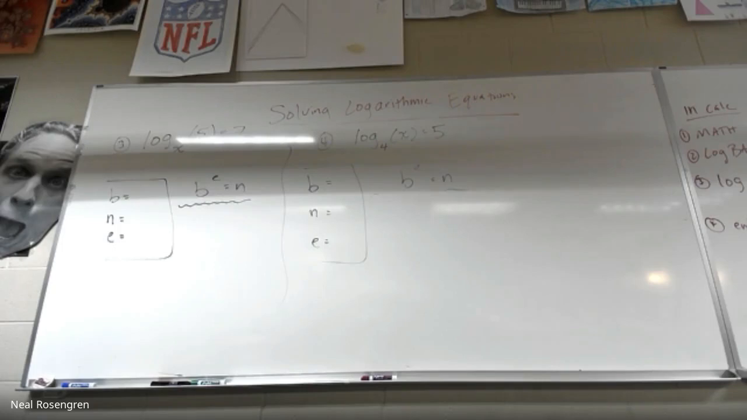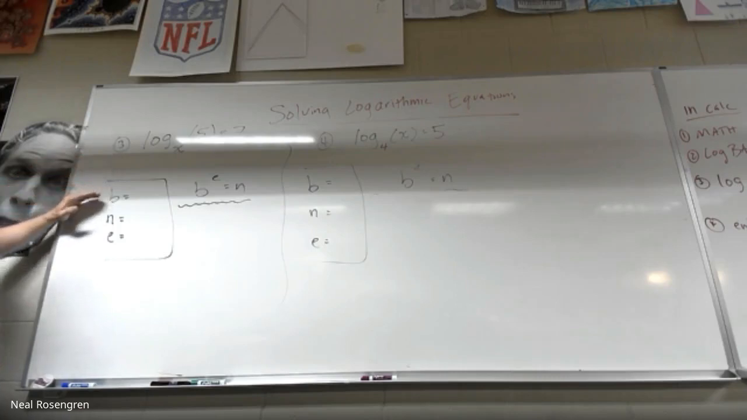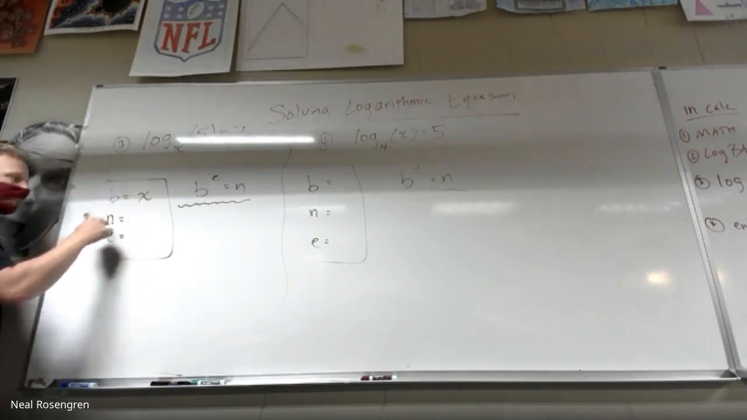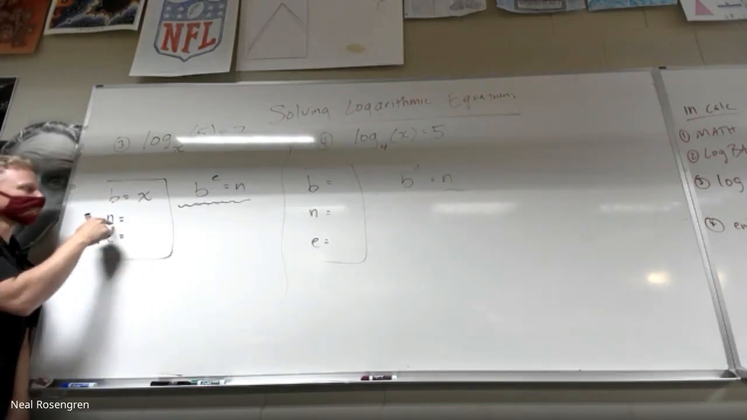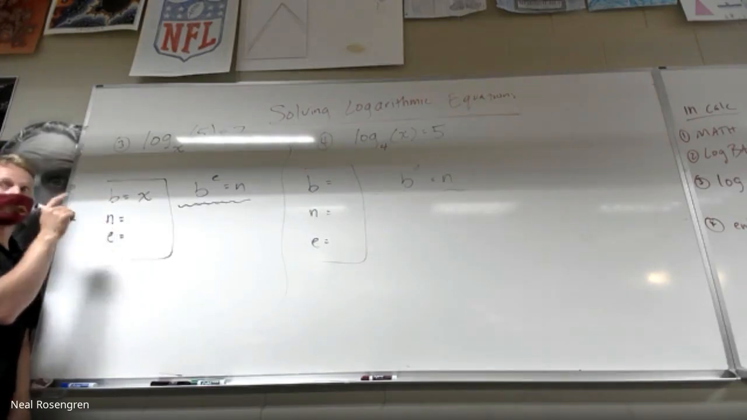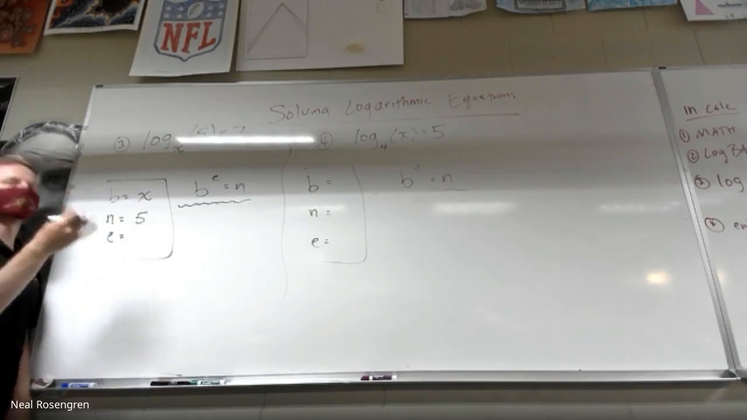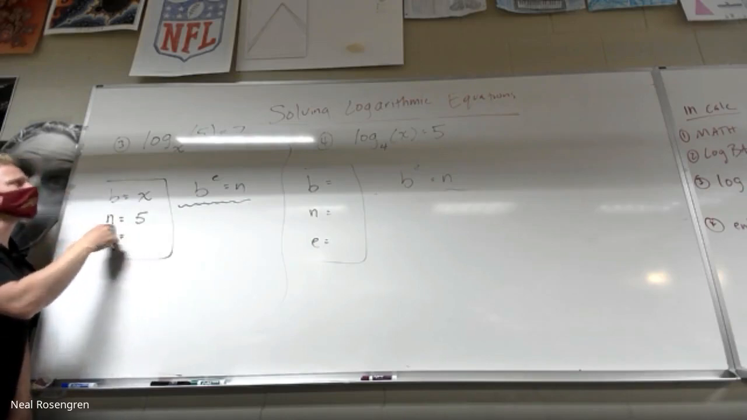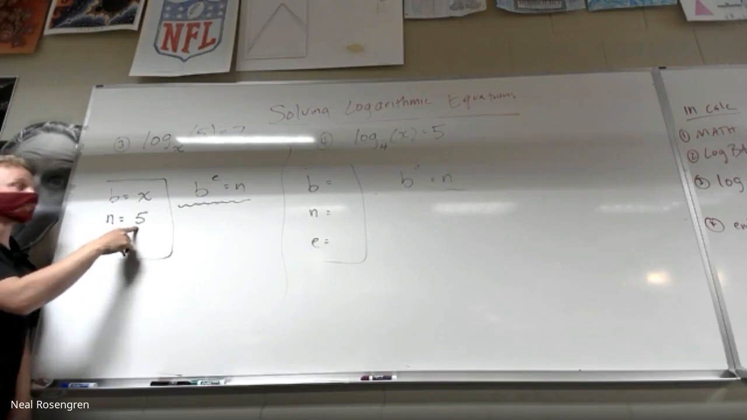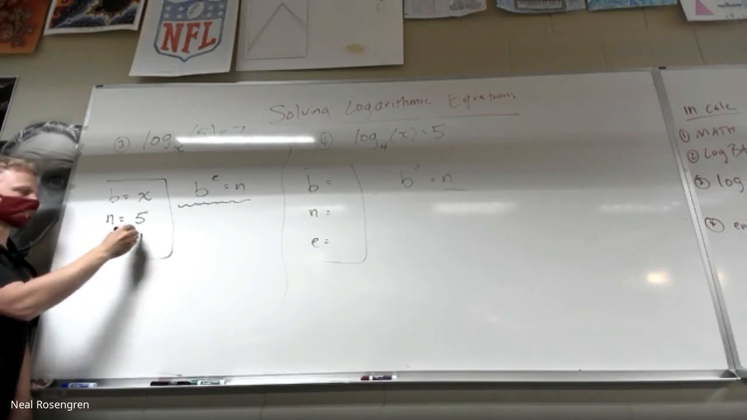So here's where you're gonna help me out. Number 3, what's the base? x. Cool. What's the n? 7. What's that n called again? The argument. Good. And then what's the exponent? 7. Sweet.